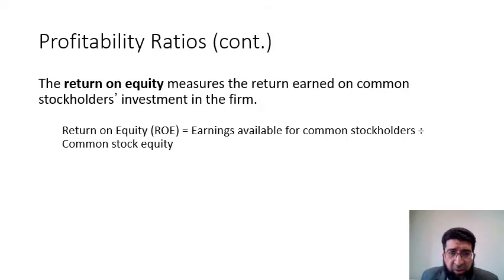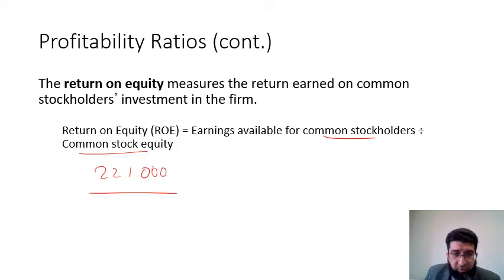Now let's look at the return on equity, which measures the return earned on common stockholders' investment in the firm. This is calculated by dividing the earnings available for common stockholders by common stock equity. So for XYZ company, this is $221,000 divided by 1,754 million, as the common stock equity comes out to be.